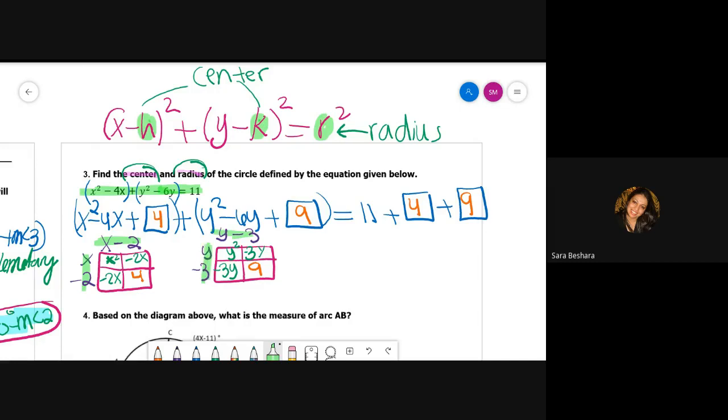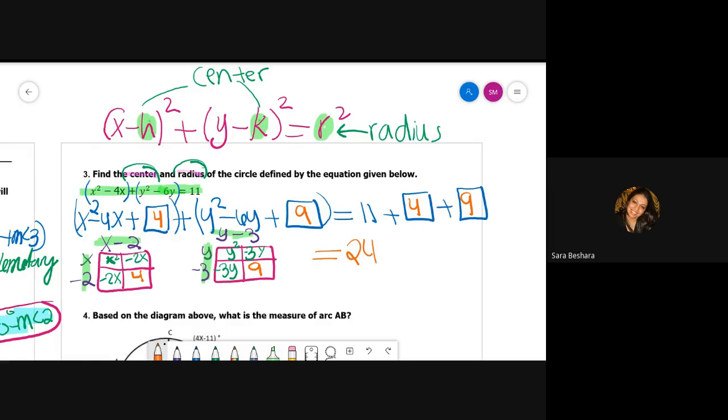Now, that's how I completed the square on this side. Now, this whole thing should equal the sum of 11 plus 4 plus 9. So 11 plus 4 is 15. 15 plus 9 is 24. Now, let's look at all of this and write the standard form of a circle.